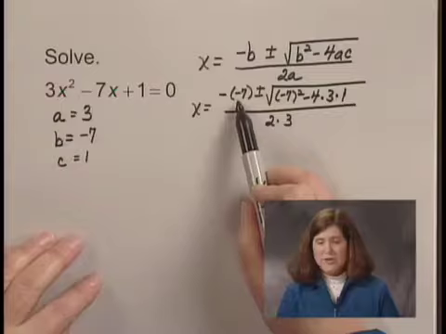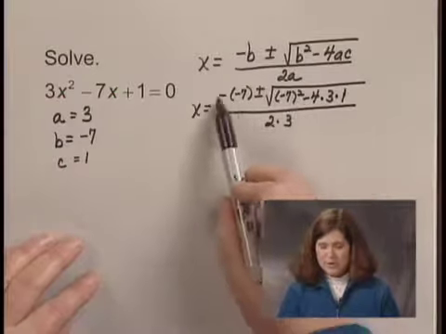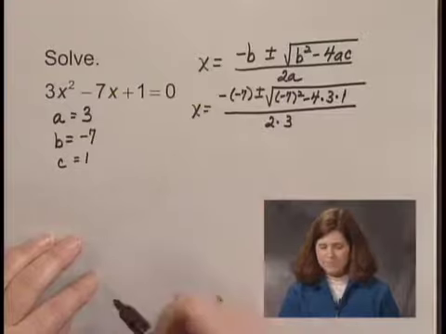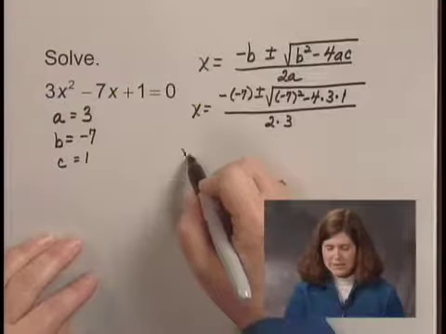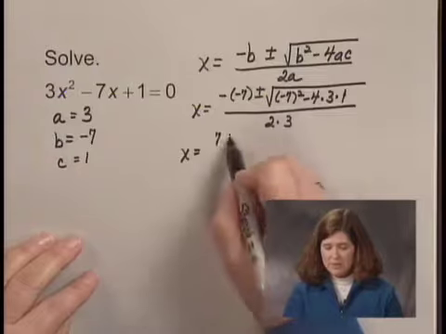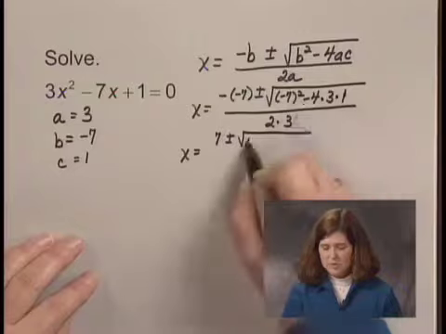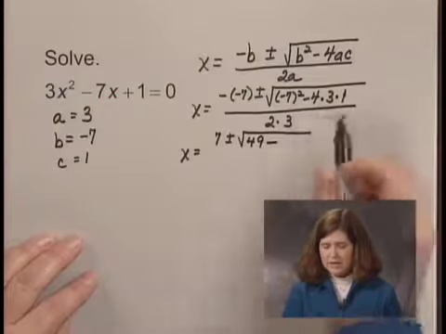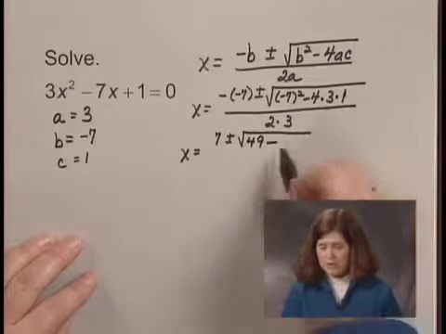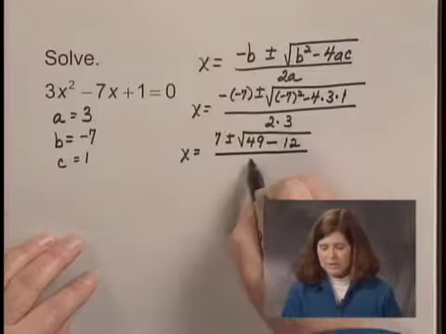Notice where I have substituted a negative number, I put it in parentheses, so I don't have two operation signs next to each other. Then I simplify. I have x equals the opposite of negative 7, which is 7, plus or minus the square root of negative 7 squared is 49, minus 4 times 3 times 1 is 12. And that's all written over 2 times 3, which is 6.